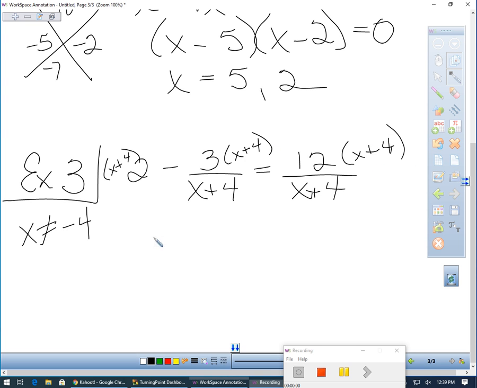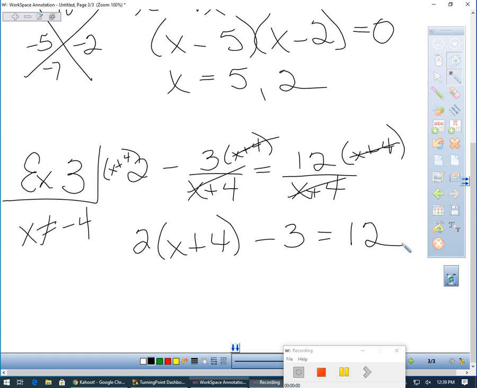In the first one, I'm going to have 2 times my x plus 4, and I'm going to write it that way. In the second one, what happens to the x plus 4s? They cancel, so we just have minus 3. Equals, how about over here, what happens to my x plus 4s? They cancel, so I have 12.